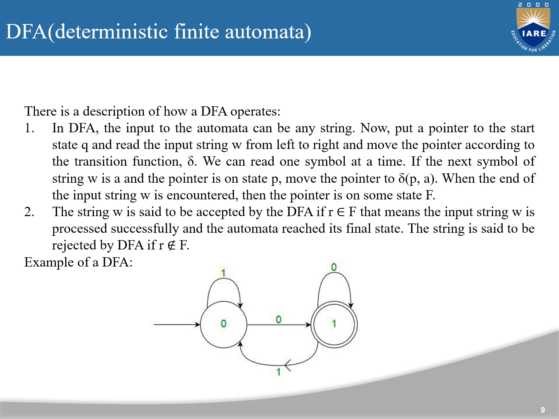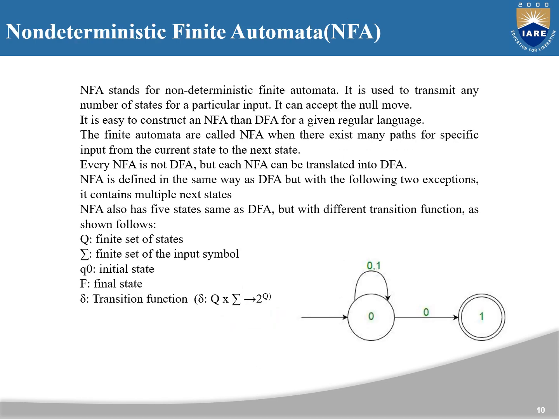Example of a DFA. NFA. NFA stands for non-deterministic finite automata. It is used to transmit to any number of states for a particular input. It can accept the null move. It is easy to construct an NFA than a DFA for a given regular language. The finite automata is called NFA when there exist many paths for a specific input from the current state to the next state. Every NFA is not a DFA, but each NFA can be translated into a DFA.